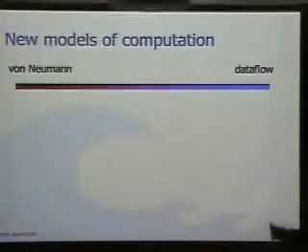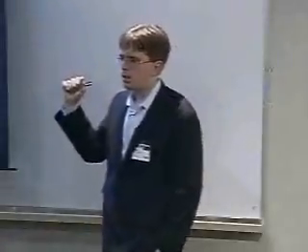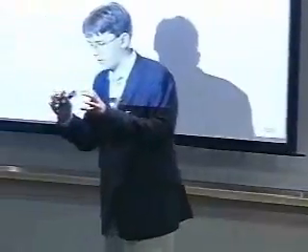So at the beginning of my talk, I talked about the von Neumann model and the data flow model as being sort of polar opposites. And here I've shown them at each end of a continuum. And you could label this continuum in a variety of ways. One is control-centric, the other is data-centric. One is centralized, the other is distributed. One is sequential, the other is parallel. And what's nice about these models is that in their conceptual form, they're very, very simple.